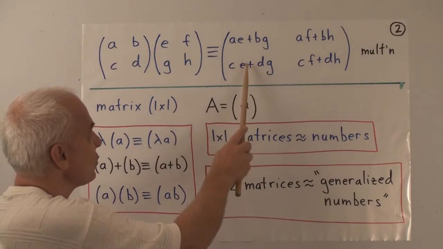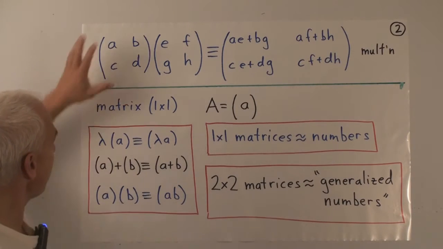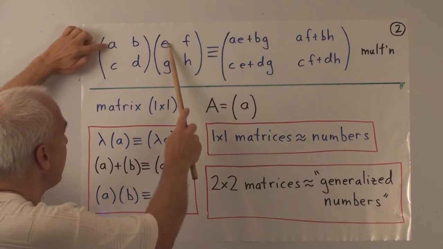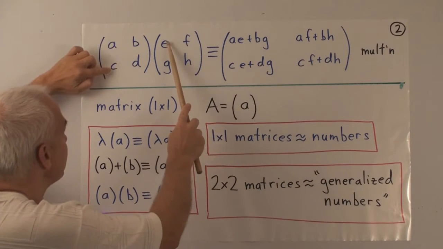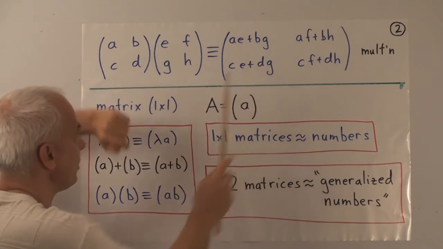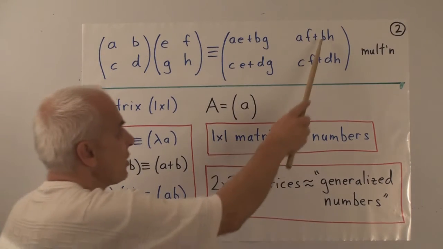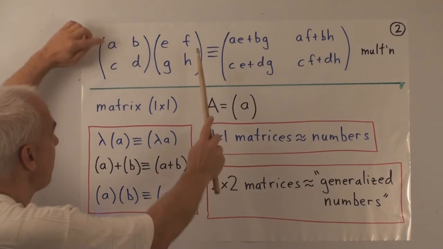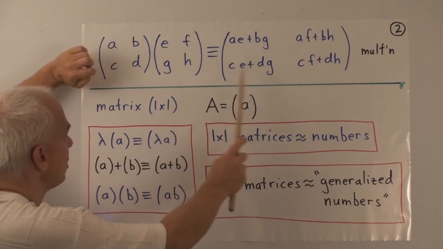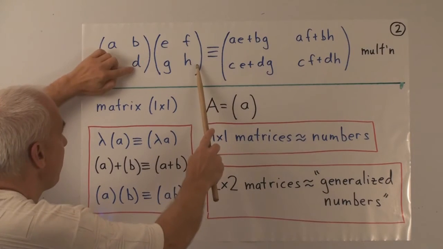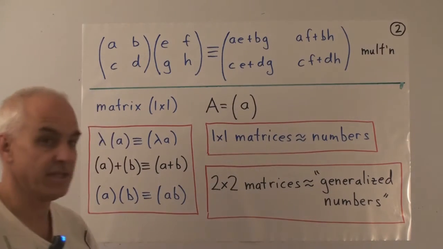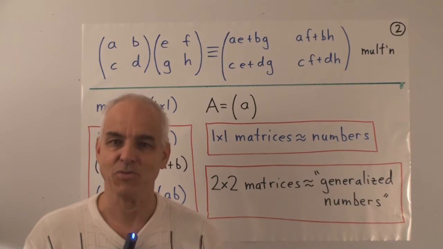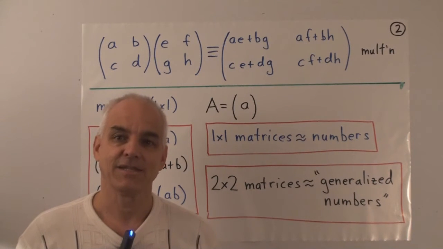And the first column of that matrix is obtained by multiplying this matrix by this first column here. And that means AE plus BG and CE plus DG. The second column of the product is obtained by taking this matrix and multiplying it by the second column, and that means AF plus BH and CF plus DH. That's the matrix multiplication.